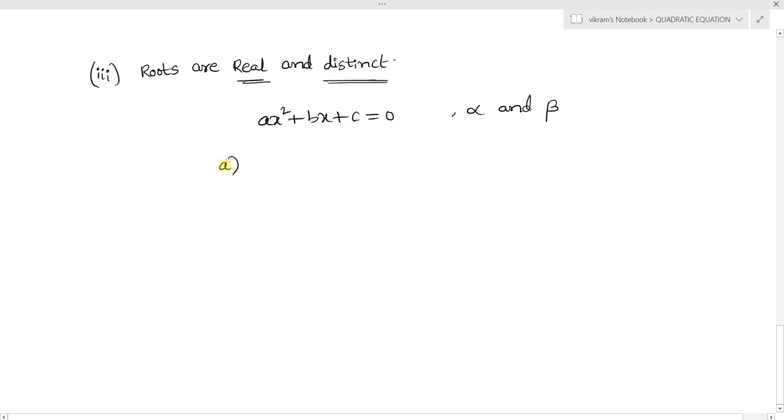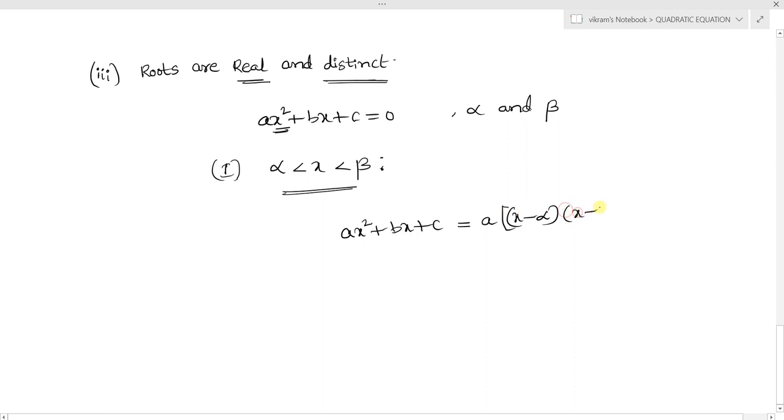Here we will consider case 1 as the first case: when x lies between alpha and beta. What happens if x lies between alpha and beta? ax square plus bx plus c can be expressed in terms of alpha and beta as a times x minus alpha into x minus beta.